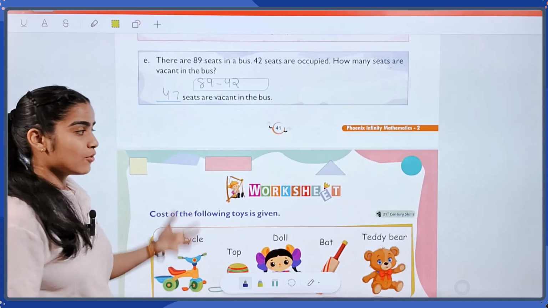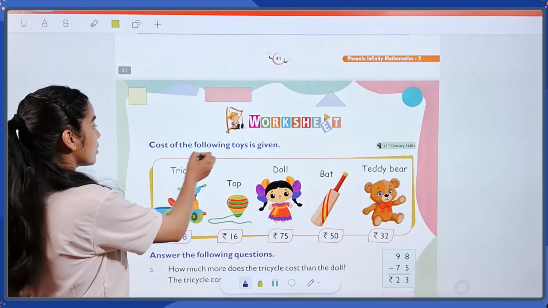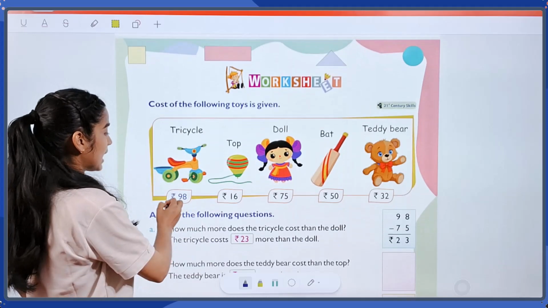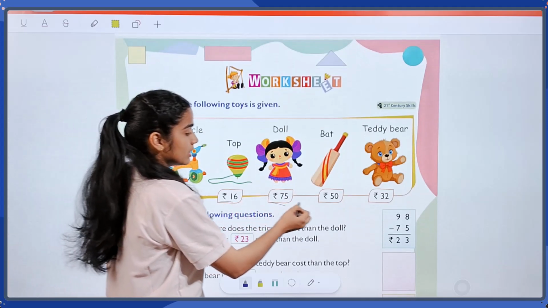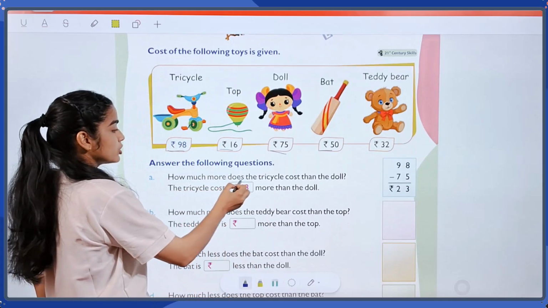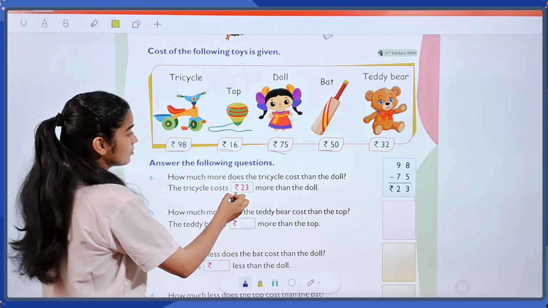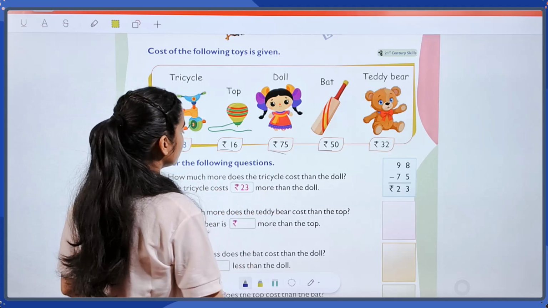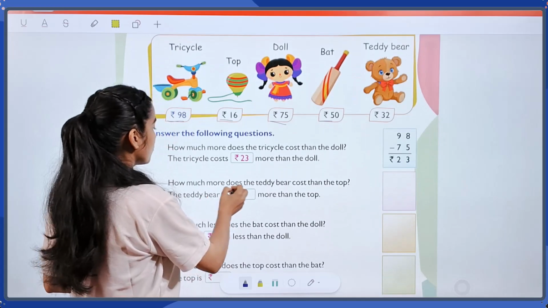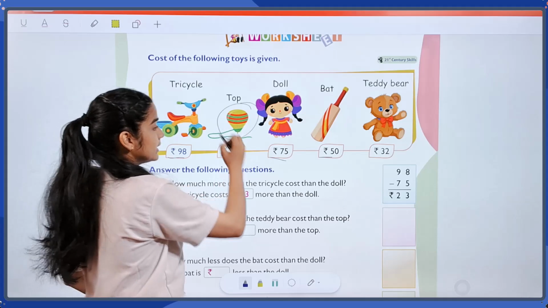Now it is time for the worksheet. So all of you, are you excited for it? Great. The costs of the following toys are given. This is 98, this 16, 75, 50, and this teddy bear is 32. How much more does the tricycle cost than the doll? The tricycle costs 23 more than the doll. So how much more does the teddy bear cost than the top? The top is this and the teddy bear cost is this.